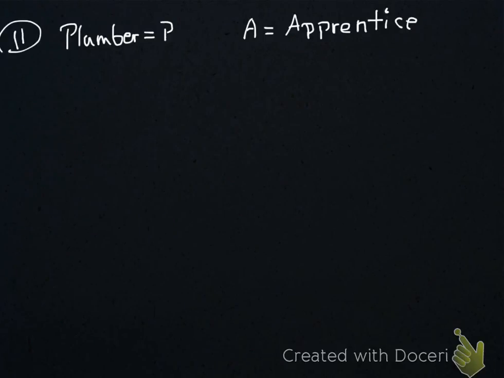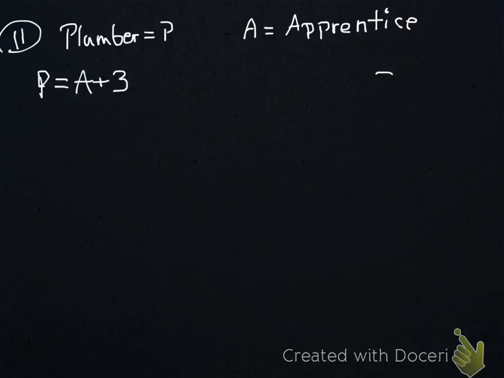Number 11, we have a plumber and an apprentice. The plumber earns $28 an hour and the apprentice earns $15. The plumber worked 3 more hours than the apprentice. Let's start there. So my plumber equals my apprentice plus 3, because the plumber worked 3 more than the apprentice. If they're paid $213, how much did they earn?